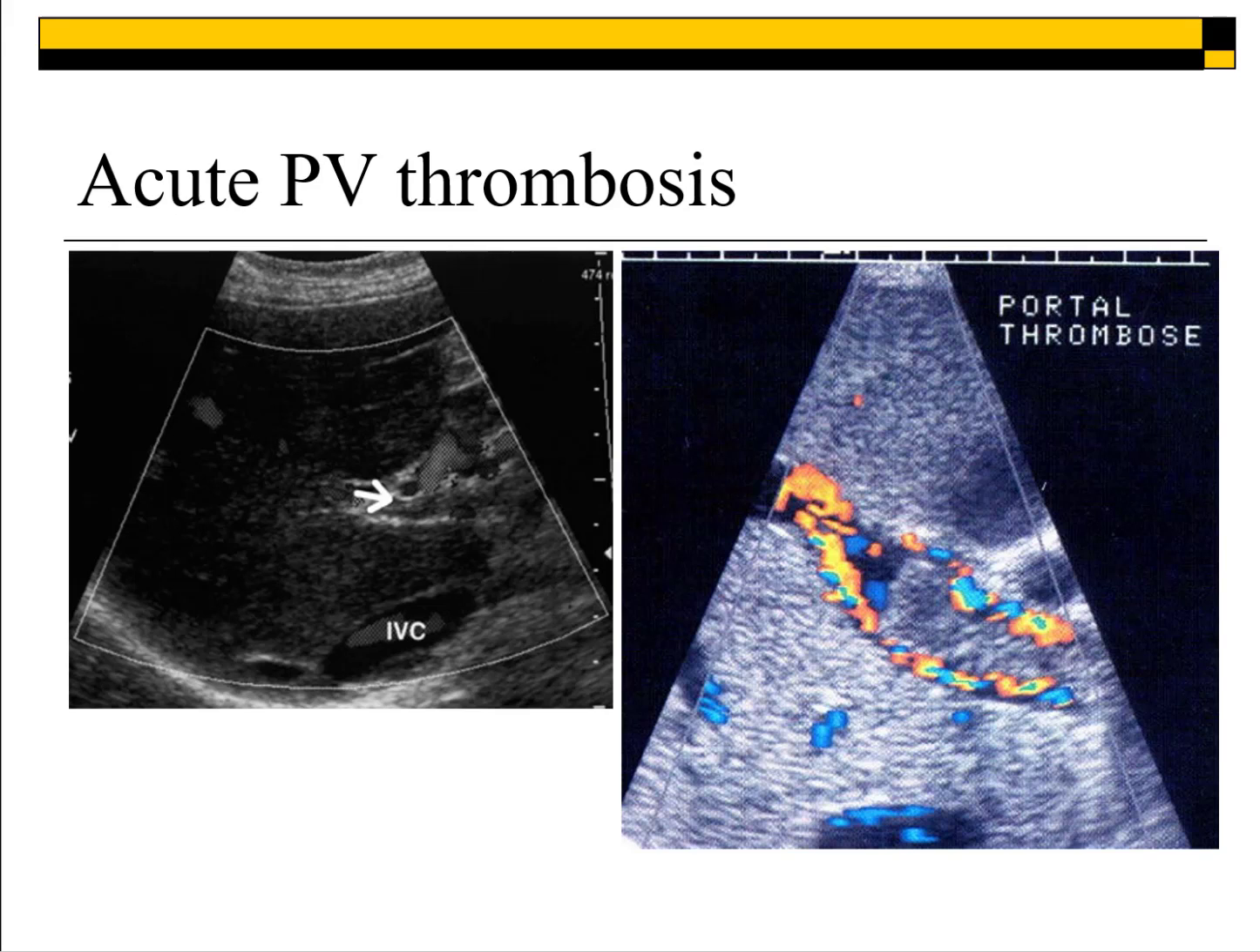This is acute portal vein thrombosis. Look at the echogenic material within this large dilated vein. You can see the blood flow going around the periphery on this patient with the color.